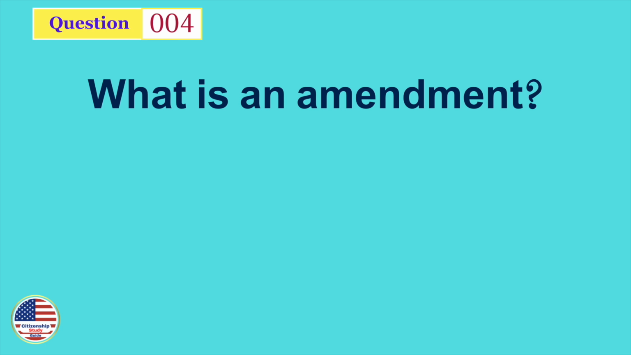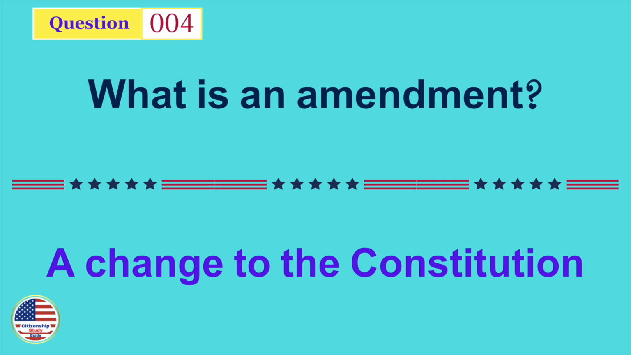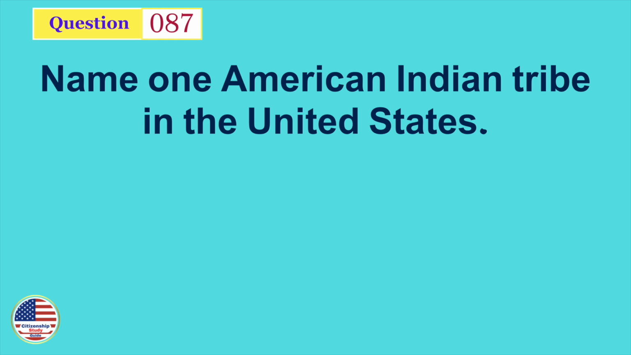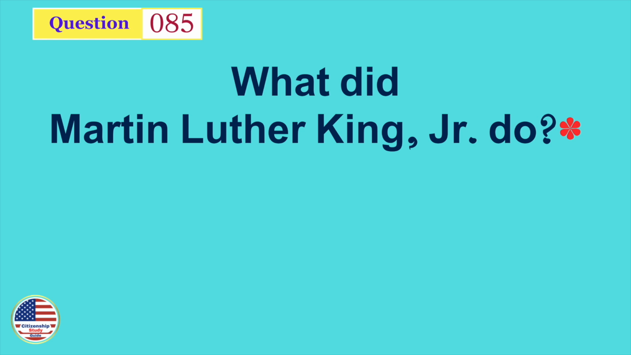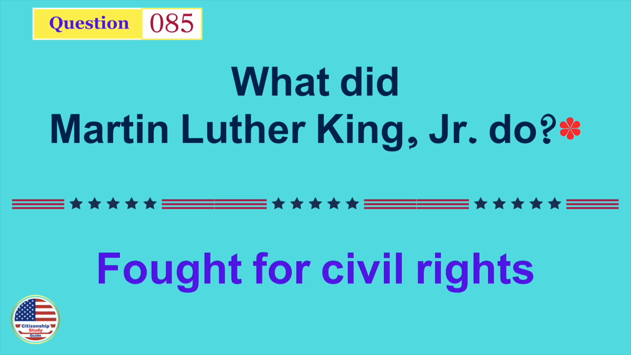What is an amendment? A change to the Constitution. Name one American Indian tribe in the United States. Cherokee. What did Martin Luther King Jr. do? Fought for civil rights.